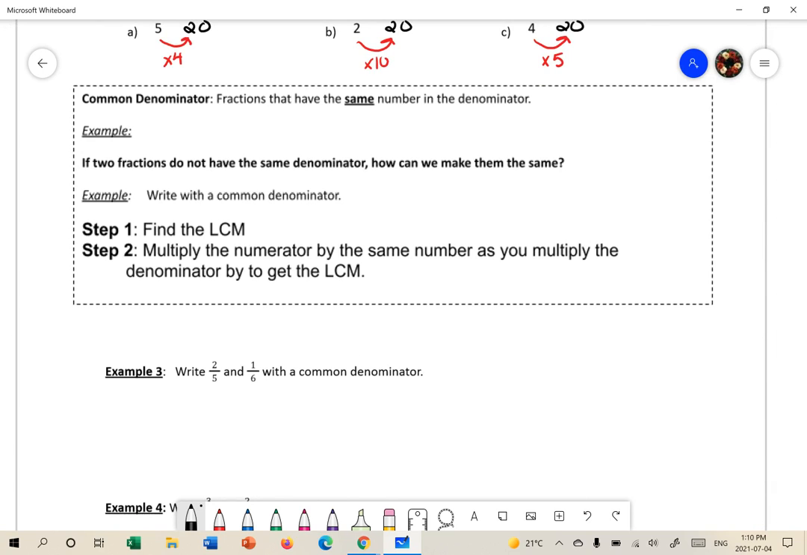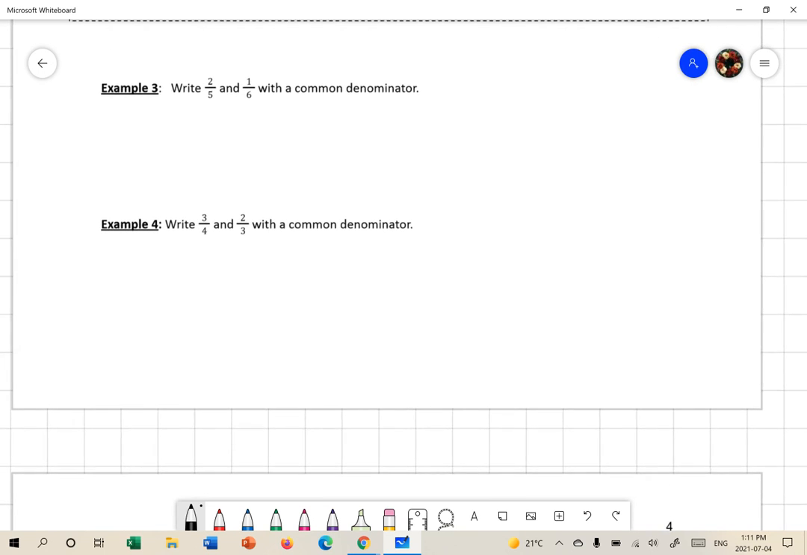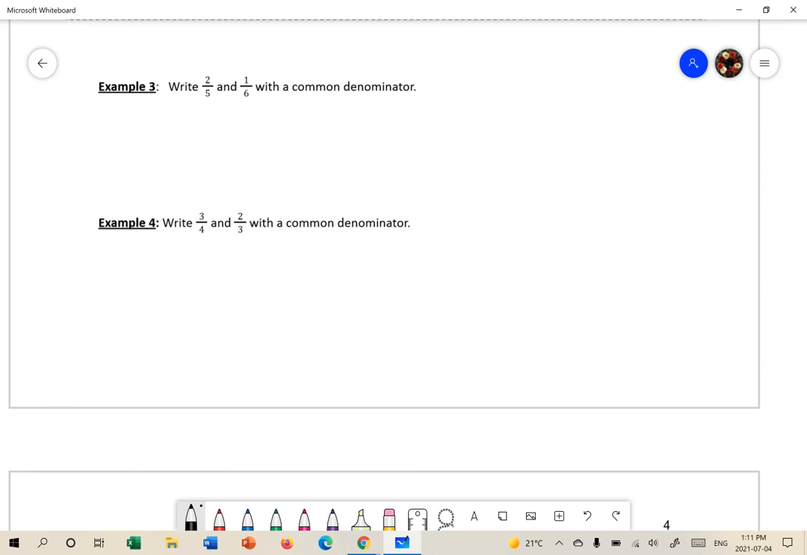A common denominator: fractions that have the same number in the denominator. If two fractions do not have the same denominator, how can we make them the same? Well, we'll follow these 2 steps. We need to find the lowest common multiple, and then multiply the numerator by the same number as you multiply the denominator in order to get the lowest common multiple. Let's practice down here. Write 2/5 and 1/6 with a common denominator.